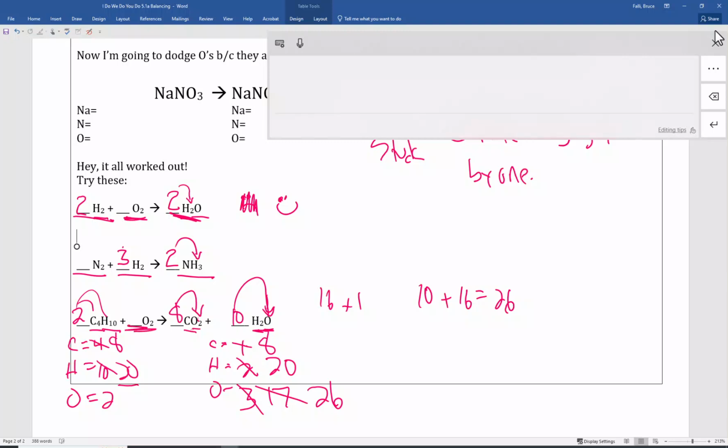What can I put right here to get 26? I think I can do that. That's 13. So my coefficients will be 2, 13, 8, and 10. We'll do more of these and talk about it more in class, but that's it.